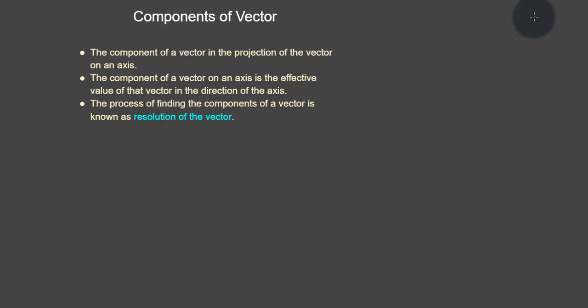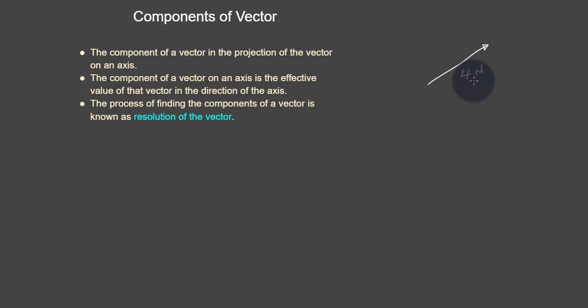Every vector can be broken down into components. What that means is you can take a vector. Let's say you have this vector, and let's say this vector represents 4 Newton. Now you can take this vector and break it into components. You can say, what is the effect of this vector along several axes?